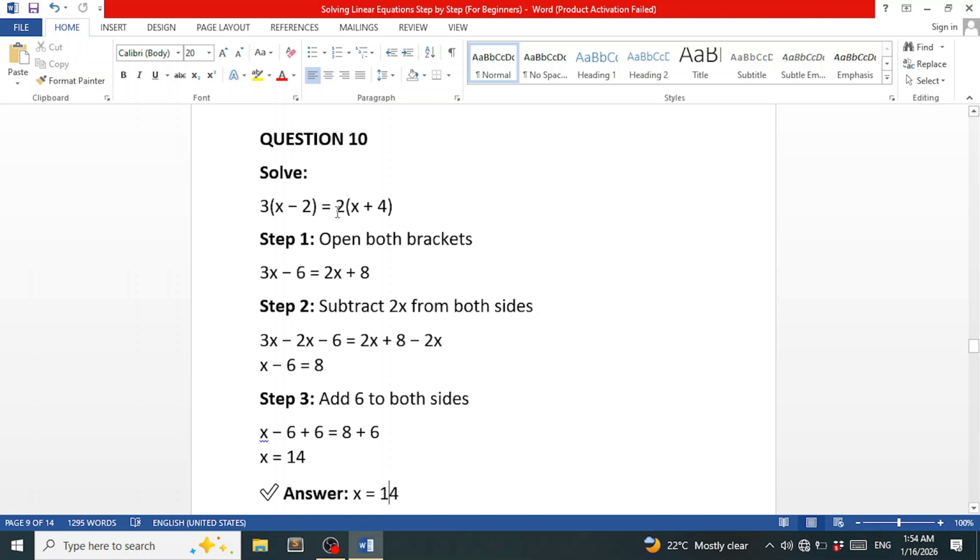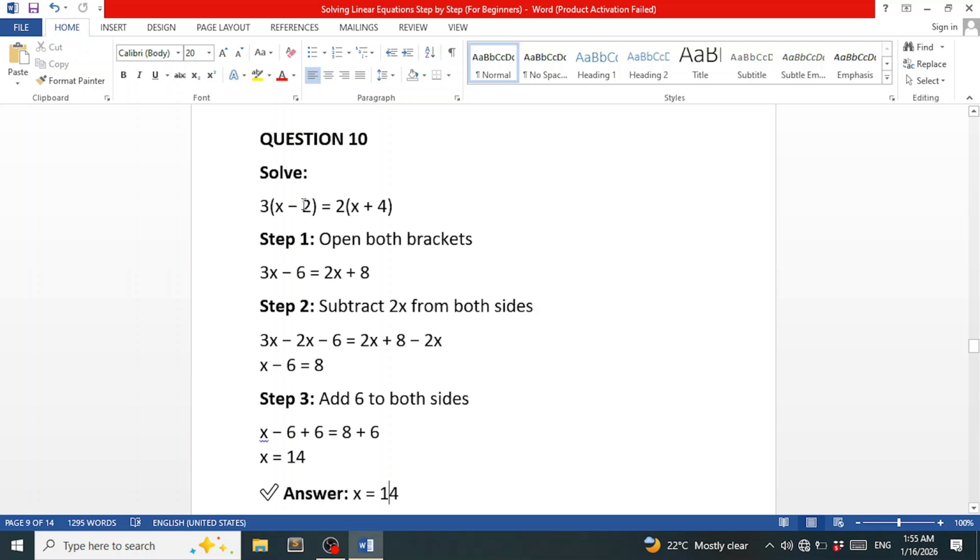But this is how you deal with a linear equation that has brackets. And remember, the highest power of x is 1, that means this is a linear equation. So first thing first, step 1, to solve questions like this, you need to open both brackets first. Then 3 times x gives 3x minus 3 times 2, 2 times 3 is the same.